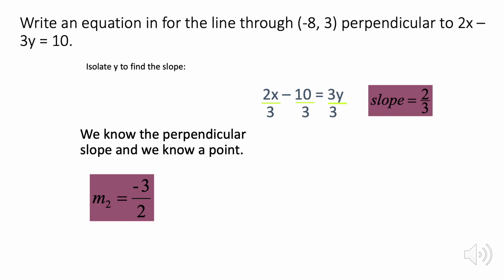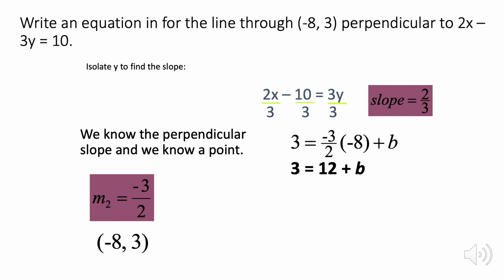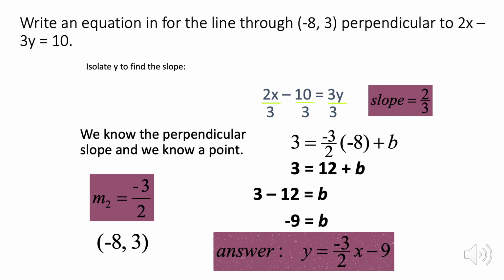Okay, so we know that they are perpendicular, so their slopes are negative reciprocals. So it's the slope 2/3 of the line 2x minus 3y equals 10. Then the slope of the line passing through the point (-8, 3) is the negative reciprocal of 2/3, which is equal to negative 3/2. Then we have the point (-8, 3). So from the formula, we substitute it here. So you have 3 equals negative 3/2 times negative 8 plus b. So your b is equal to negative 9. So our answer would be y equals negative 3/2 x minus 9.